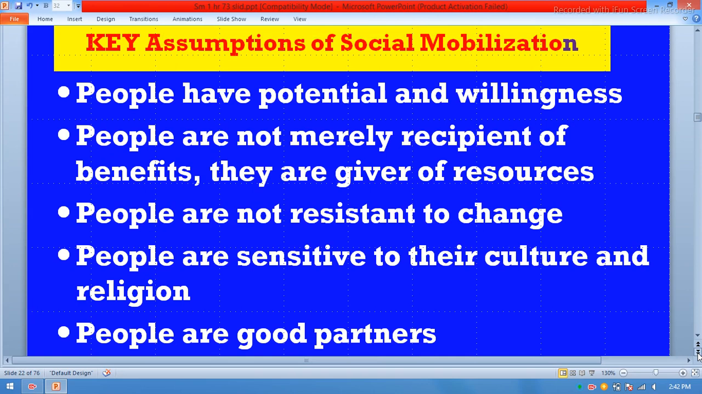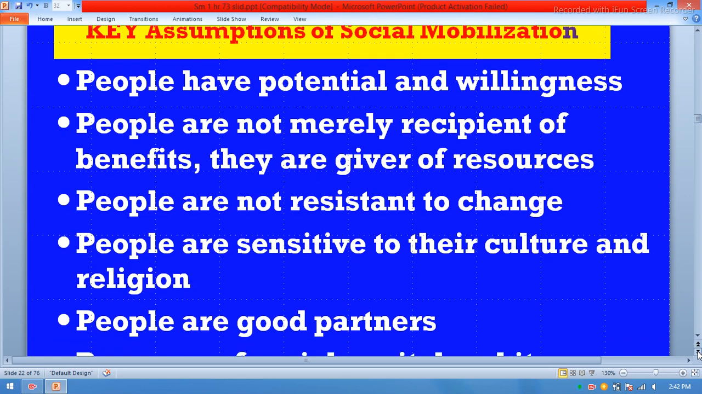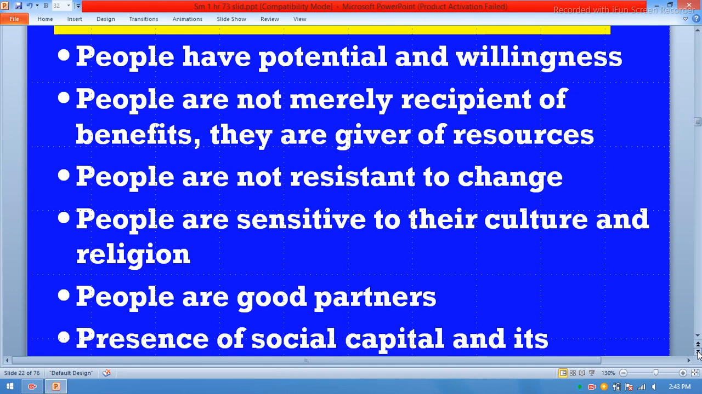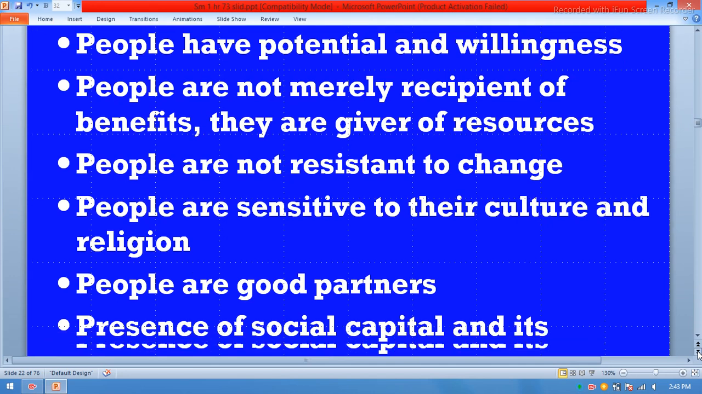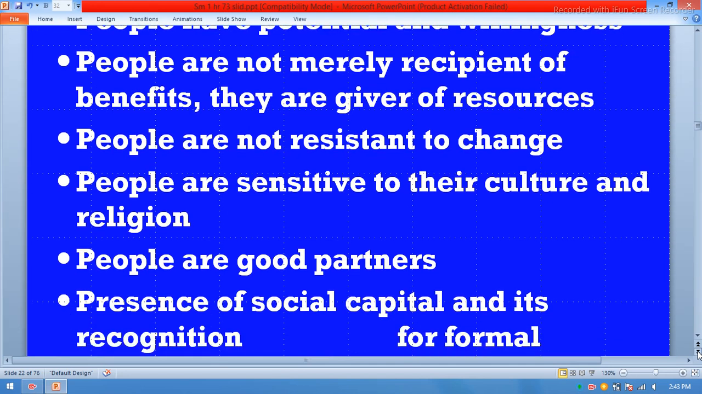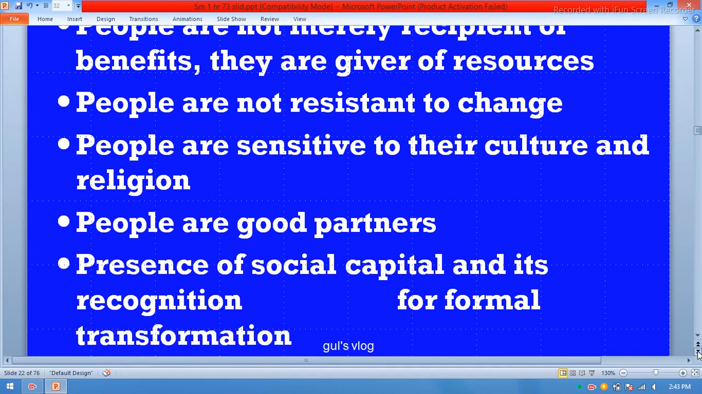Key assumptions of social mobilization. People have potential and willingness. People are not merely recipients of benefit, they are givers of resources. People are not resistant to change. People are sensitive to their culture and religion. People are good partners. Presence of social capital and its recognition for formal transformation.